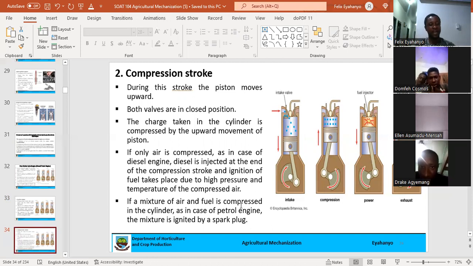Then you build up pressure before you pop it. So in the compression stage, what is happening is that the piston is moving upwards. Both valves are now closed, so pressure builds up in there. The air-fuel mixture is compressed in the cylinder. In the case of petrol engines, this is ignited by a spark plug.